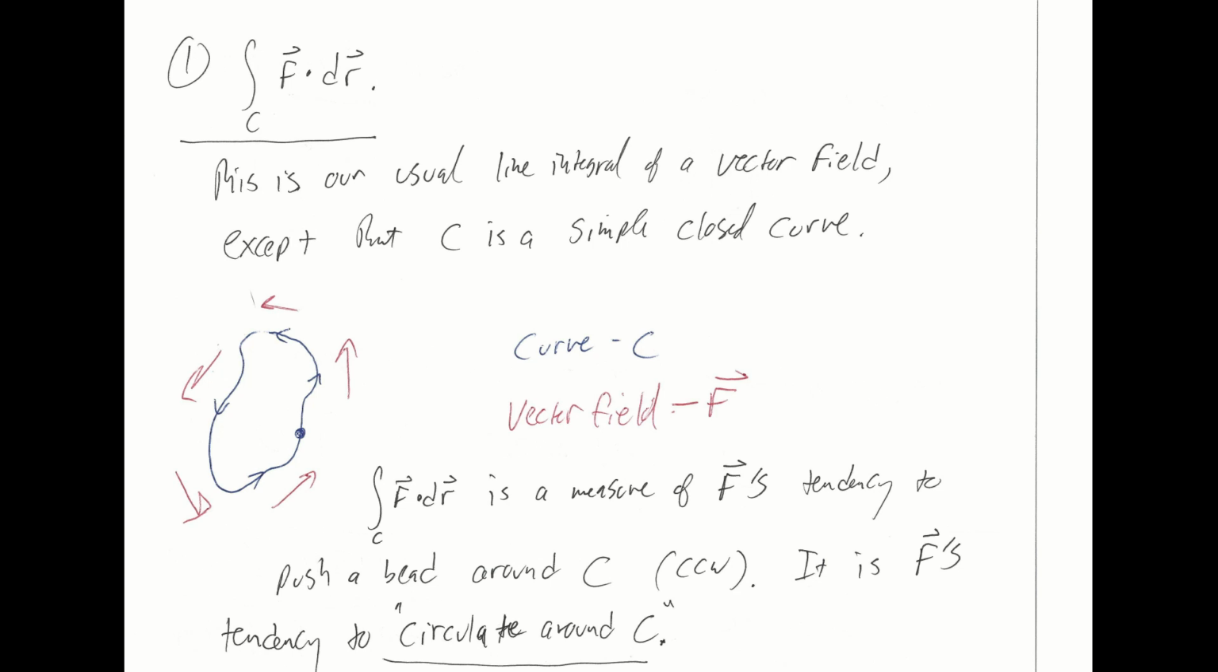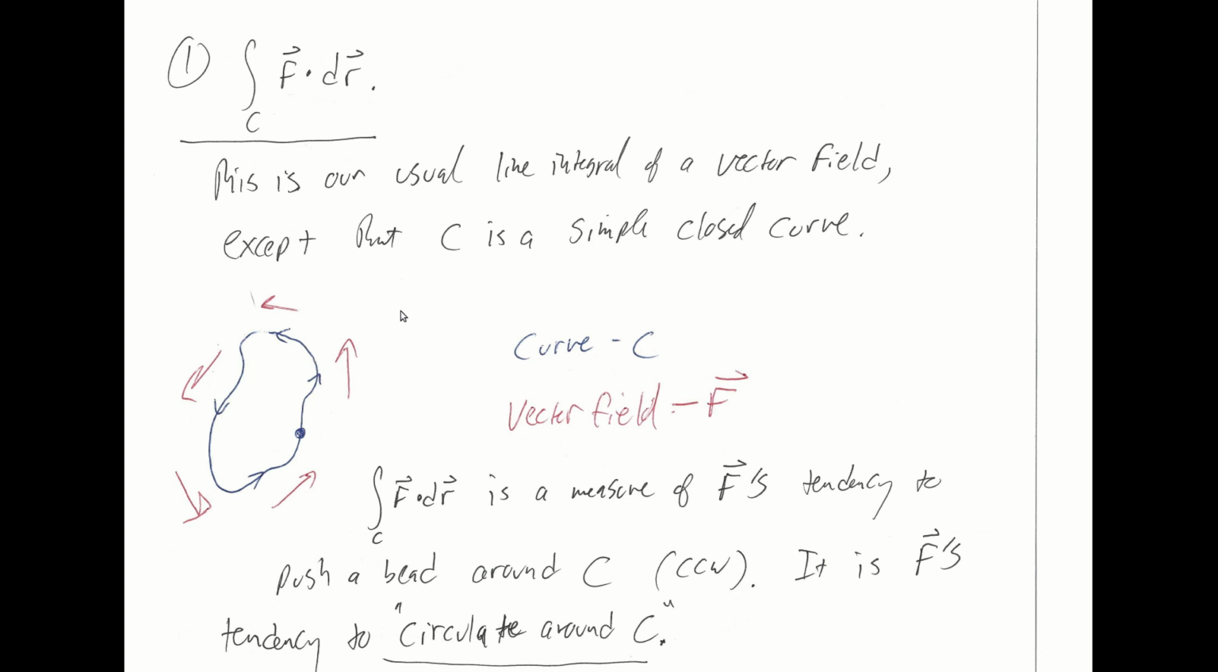The only difference here is that we've taken C to be a simple closed curve instead of some arbitrary smooth curve. And it only has to be piecewise smooth, in fact. But the difference here is that C is closed, simple and closed. And so if you have your curve C, which I've drawn in blue, and it's got the positive counterclockwise orientation, and then I've drawn a vector field here in red, what we're looking at is the vector field's dot product with the tangent vector at each point along the curve C.